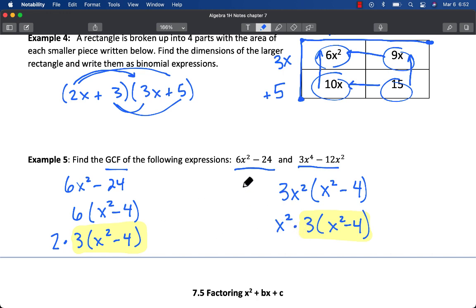All right, so that's what we're doing today. We are taking a look at polynomials and trying to decompose them by factoring out or dividing out the greatest common factor from all the terms.